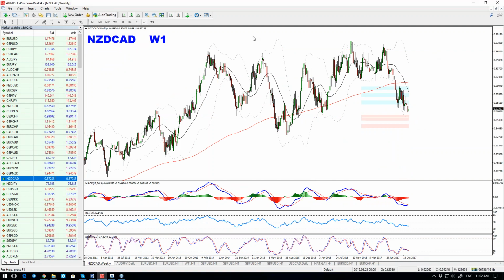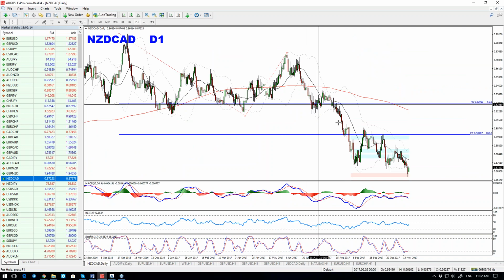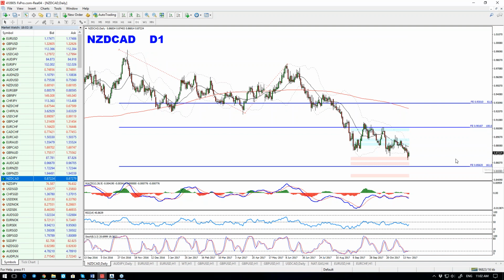Action zones are in play. This area is in play for us, the 161 expansion, and the triple cycle from the daily. New Zealandian CAD, which we were selling all the way from the 090 zone, is now switching the momentum.